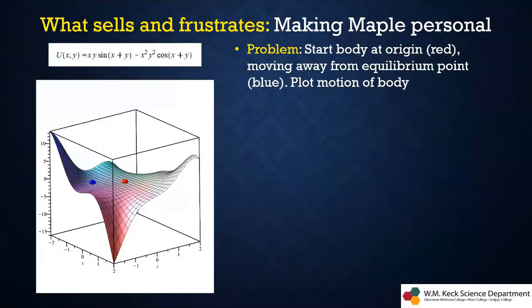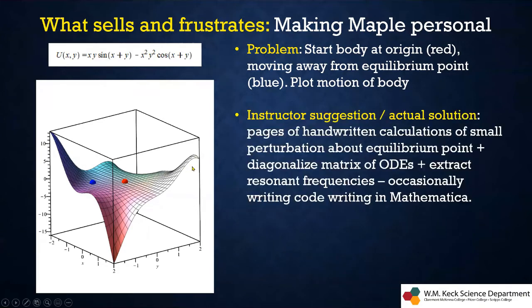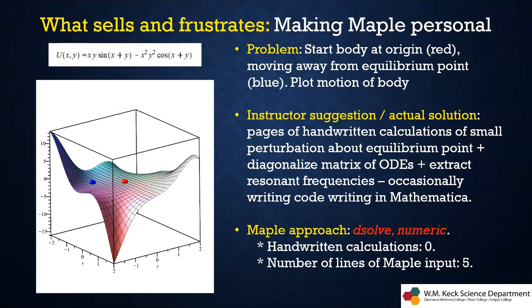I've even done this with my colleagues. Here's a problem a colleague had: a potential as shown on the surface here. This blue dot represents an equilibrium point of a depression. The red dot is the origin. Basically, we want to push a body along the XY plane and have it essentially oscillate about the blue dot. She went about the whole process by doing a small perturbation approximation, then diagonalizing the matrices of the ODEs, extracting resonant frequencies, and eventually writing some code in Mathematica. It went through pages and pages of notation. I wrote code that solved the problem in 5 lines with no handwritten calculations.